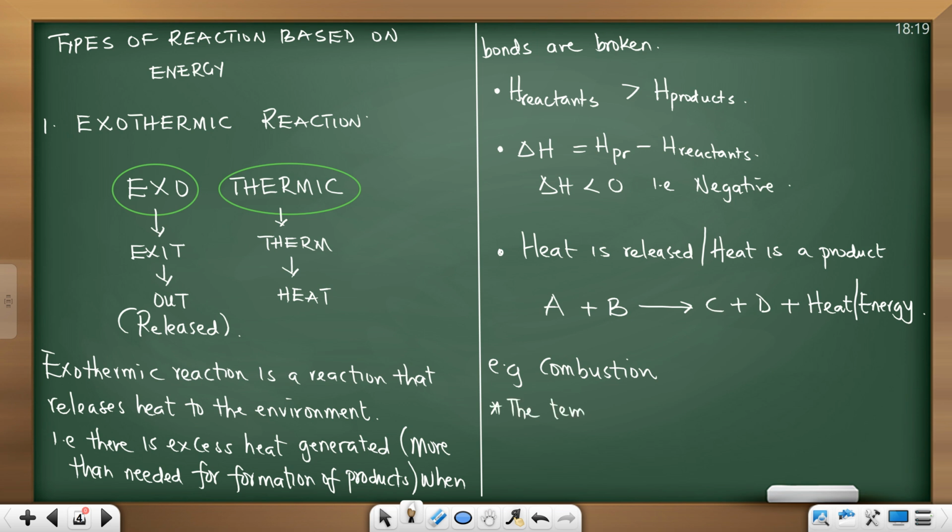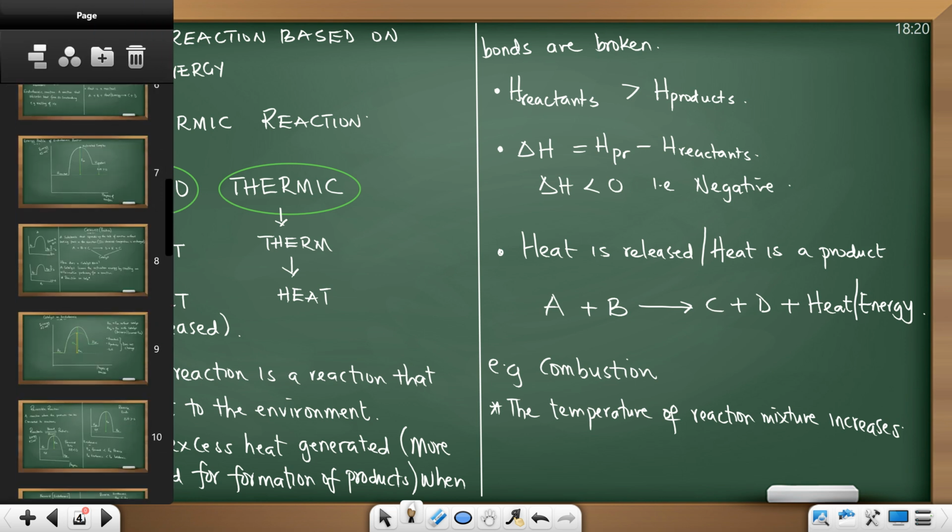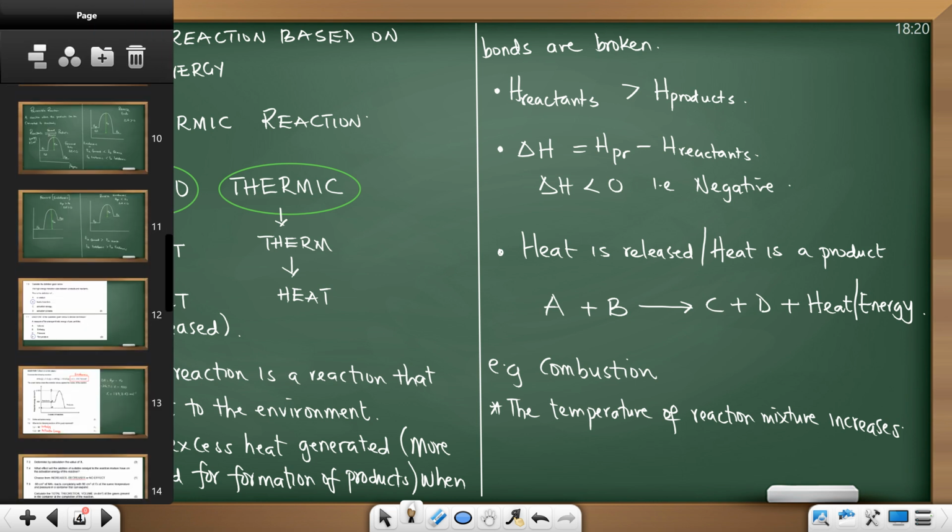The temperature of the reaction mixture increases. That's why some would then be released. The temperature of the reaction mixture, I want that to be in black and white under your exothermic. Okay. So we are sorting that out.